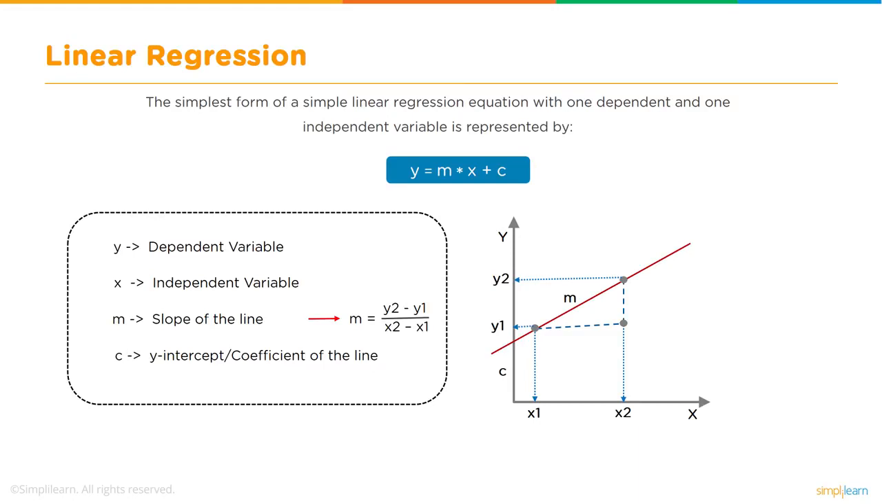The simplest form of a simple linear regression equation with one dependent and one independent variable is represented by y equals m times x plus c. Y being the dependent variable, x being the independent variable, m being the slope of the line, which you can see over here on our graph, equals y2 minus y1 over x2 minus x1, and c being the intercept, or the coefficient of the line. Now, you don't have to memorize all the formulas we're going to go into here, because most of R does this for you. But you do need to know what's going on in the back end so that you can understand if it's working or not working, and where the problem lies.